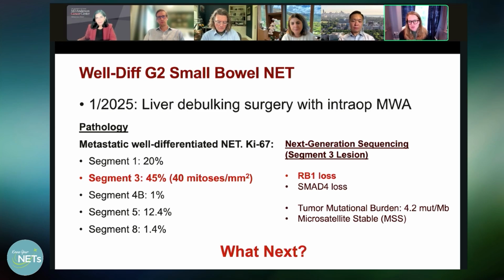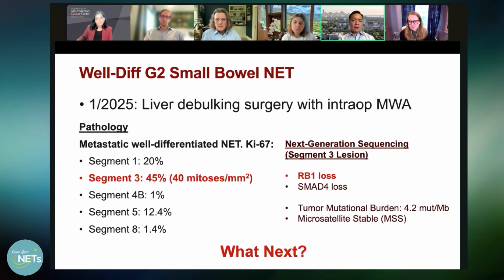Certainly the next generation sequencing showing the RB1 loss is something that we do see in the higher grade tumors. Oftentimes it's more in the poorly differentiated setting as opposed to the still well differentiated histologies, but it's definitely demonstrating features that are suggesting that it's transitioning into a more aggressive tumor biology.